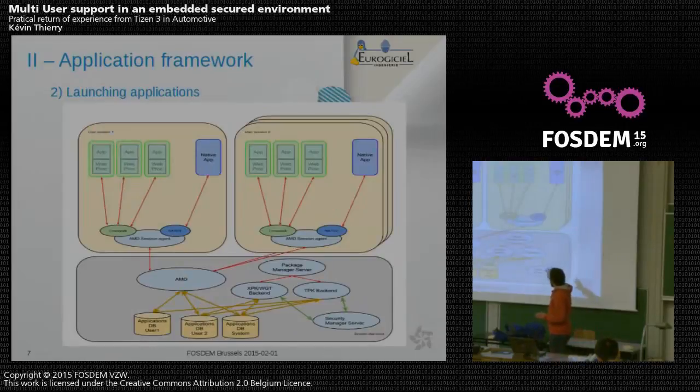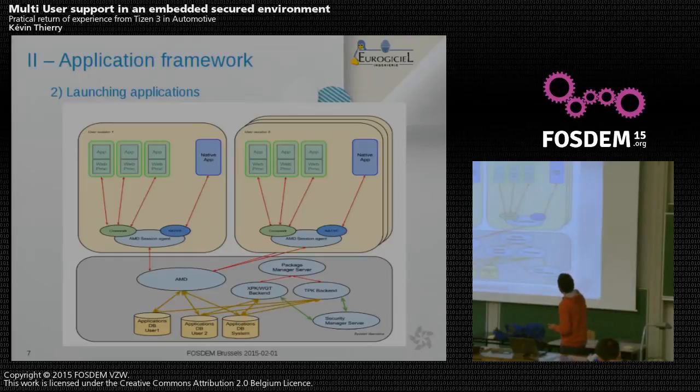Here, in the lowest part, you can see the package manager server and the different backends, and how they interact with the security manager server. The role of the security manager server is to set the security label on the files. Right now, I'm not sure it's something that is used. Right now, they're statically set. But in the end, we aim at having the security manager server able to set the security labels automatically. Labels are used to prevent a user from using another user's application, for example.